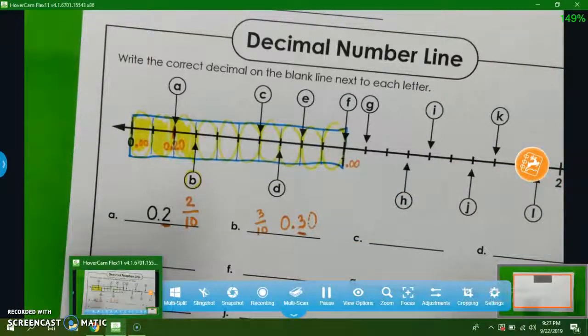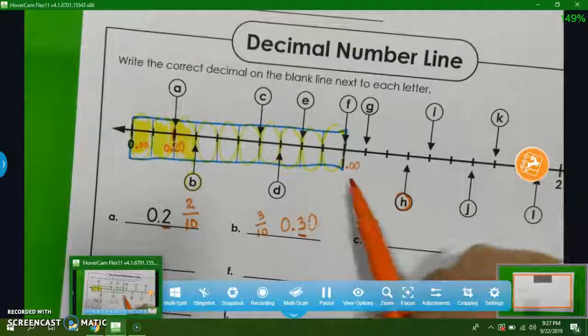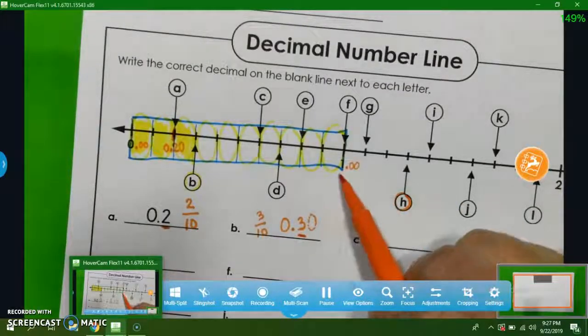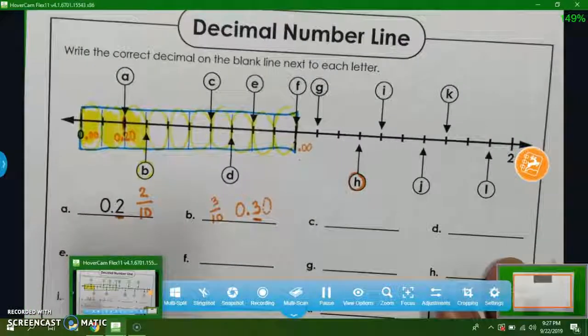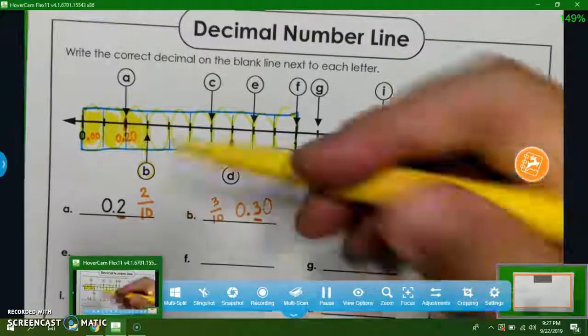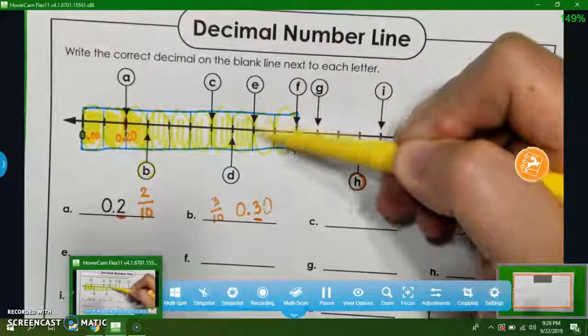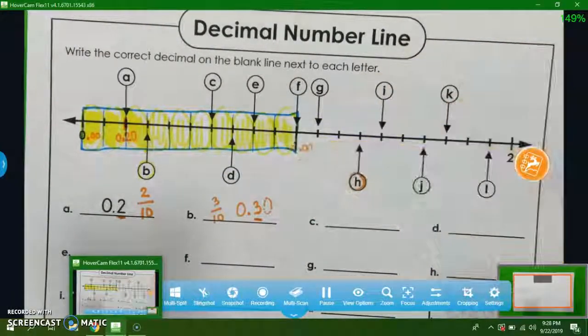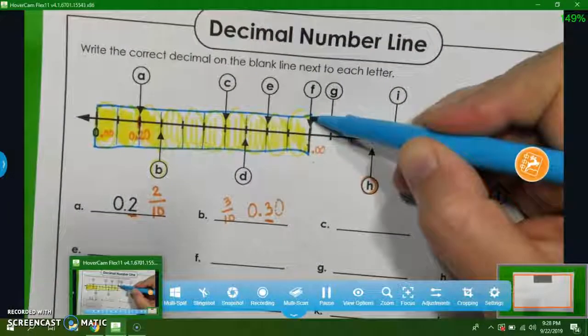Now let's jump over to, say, H, way over here. Something interesting has happened here for H. We have crossed the one whole mark. If I'm going all the way down my number line, I've got this one whole, but now I'm going past it. So I've got 1 and some extra.